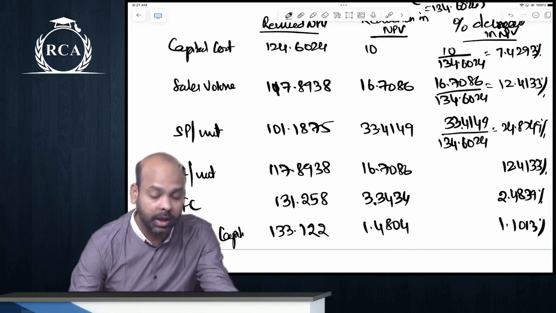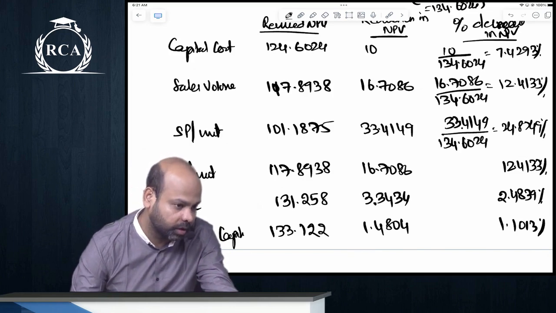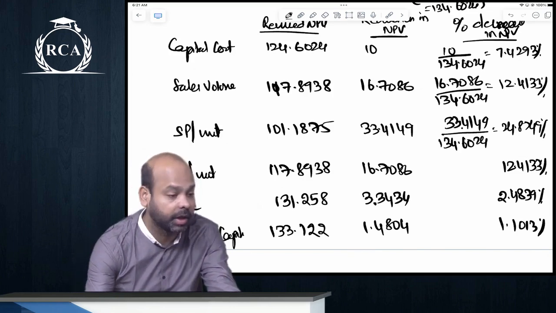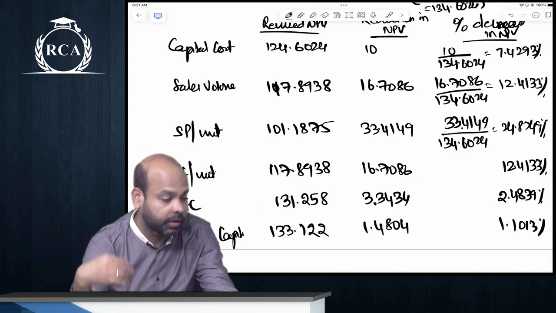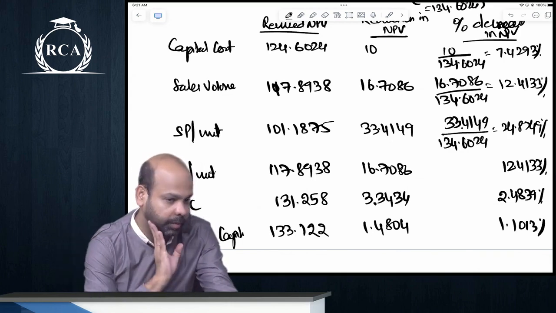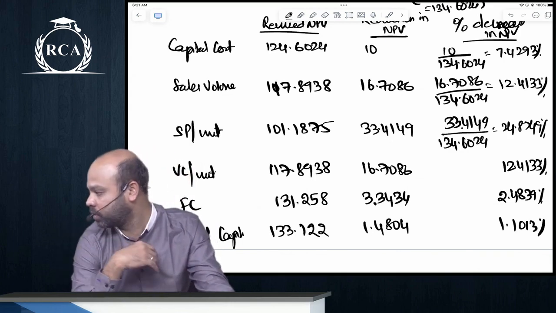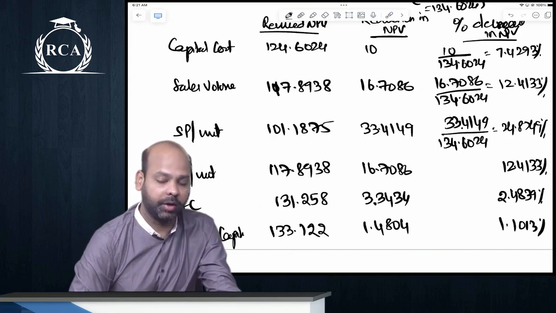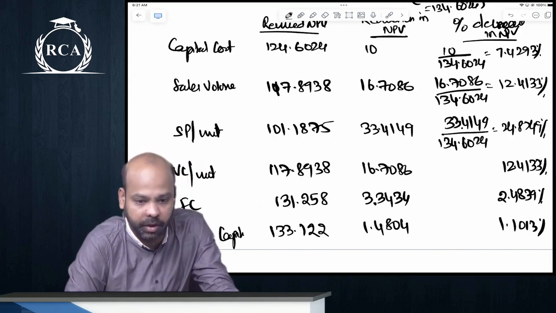Selling price. The one that causes the highest impact on your NPV will be the most sensitive factor. So here it is selling price per unit that is causing the most adverse impact, the highest impact on your NPV. Do you understand, guys? You're supposed to arrive at your revised NPVs and then divide the change by your existing one.